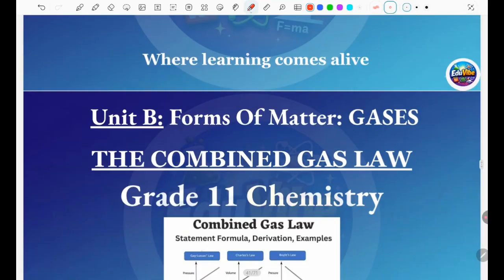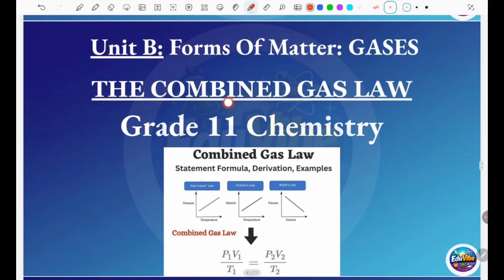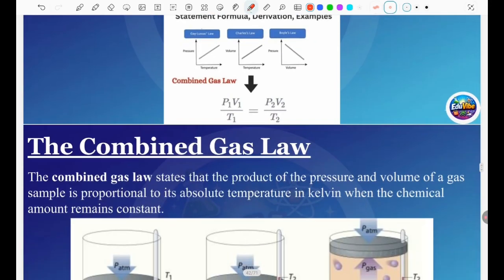Today we'll start with another topic of Unit B of grade 11 chemistry, which is the combined gas law. So we did Boyle's law when dealing with pressure and volume only. We did Charles's law with temperature and volume. Now we do the combined gas law, where we include pressure, volume, and temperature all together. But we use the relations, directly proportional and inversely proportional, of the gas laws to put that in the combined gas law.